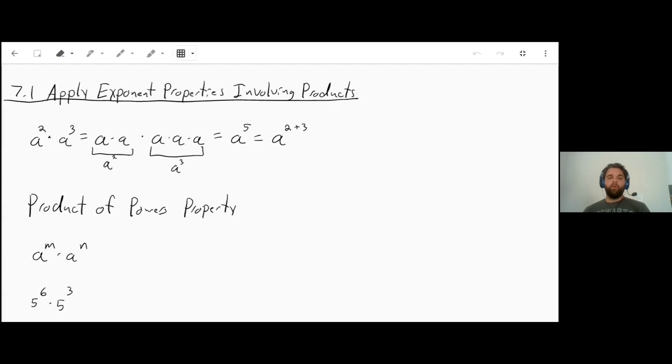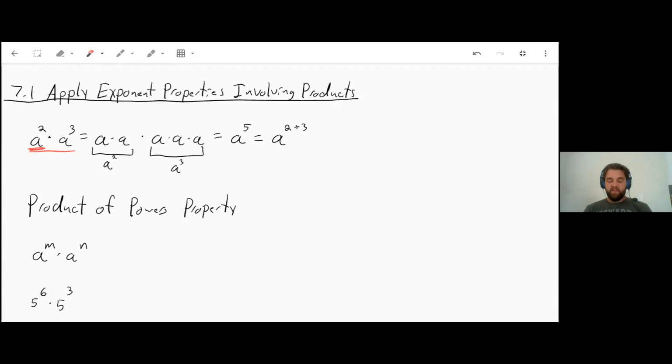Welcome to section 7.1, applying exponent properties involving products. Now, the first property we're going to talk about is the product of powers property. And this happens when we are multiplying two terms together that have the same base.